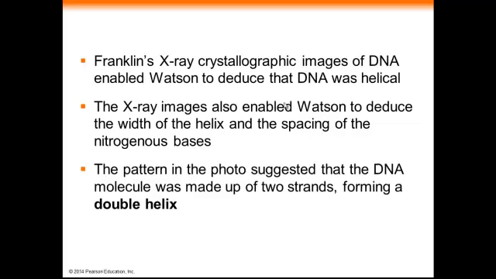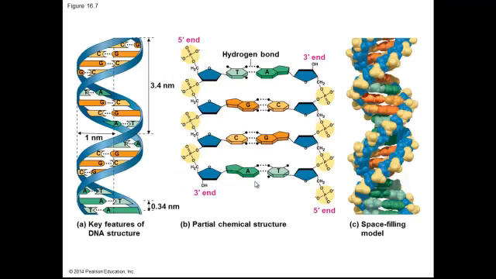Her X-ray crystallographic images were shown to exhibit that DNA was a helix, meaning a spiral. So Watson and Crick got these images and they determined that the DNA molecule was a double helix. They're given a lot of credit for discovering the structure of the DNA molecule, even though Wilkins and Franklin did the majority of the work.